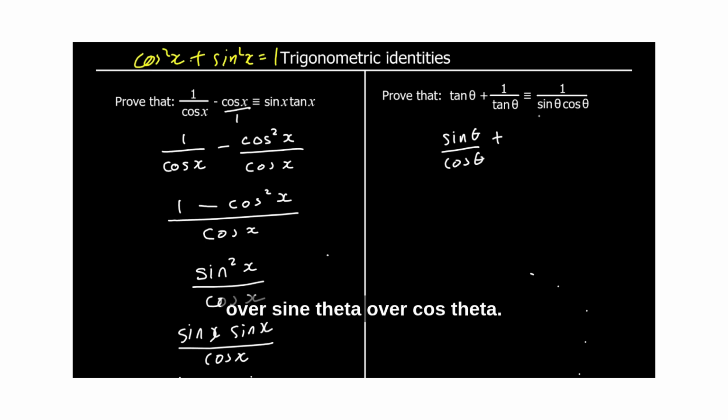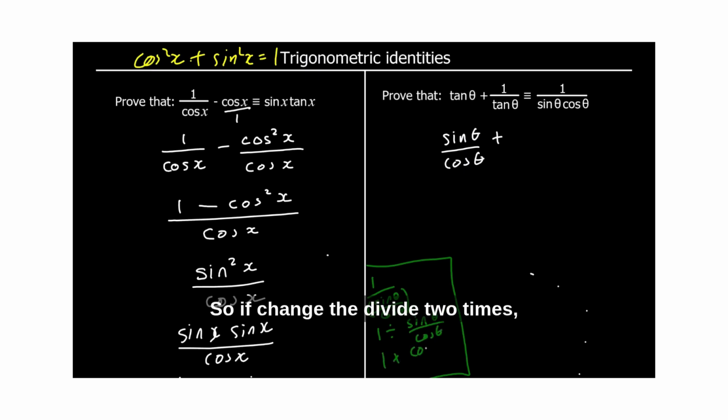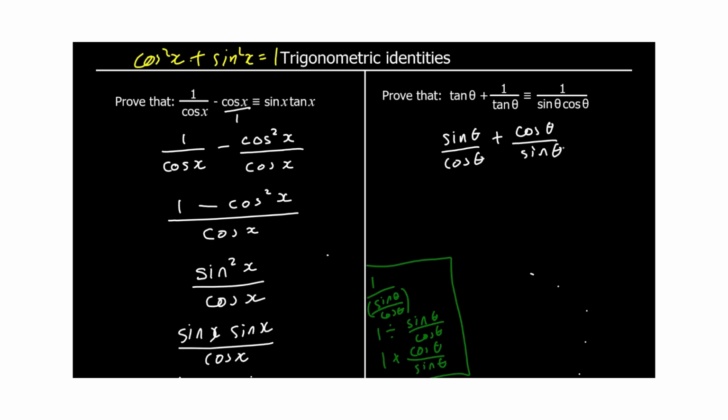If we've got 1 over sine theta over cos theta, make a note of this. So 1 over sine theta over cos theta. What happens there? It's the same as 1 divided by sine theta over cos theta. It flips it over. If you change a divide to a times, you flip over the second fraction. So this is sine theta over cos theta plus cos theta over sine theta.